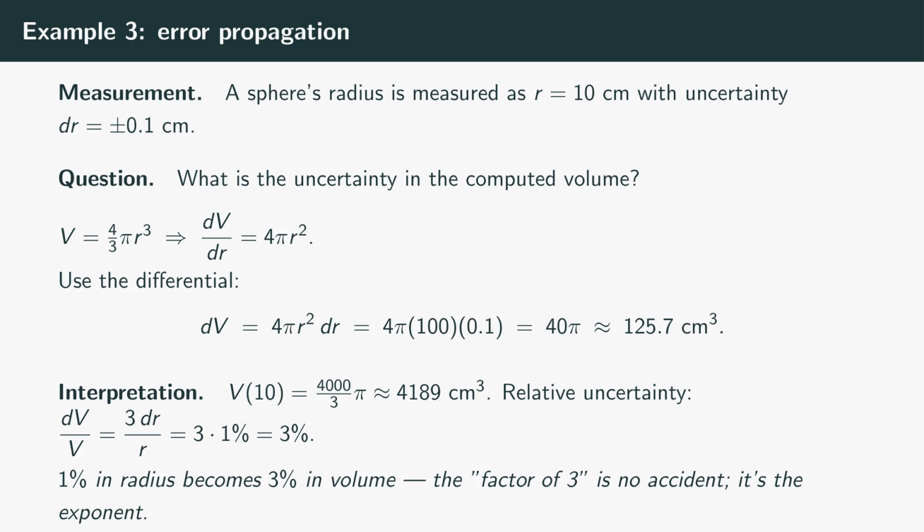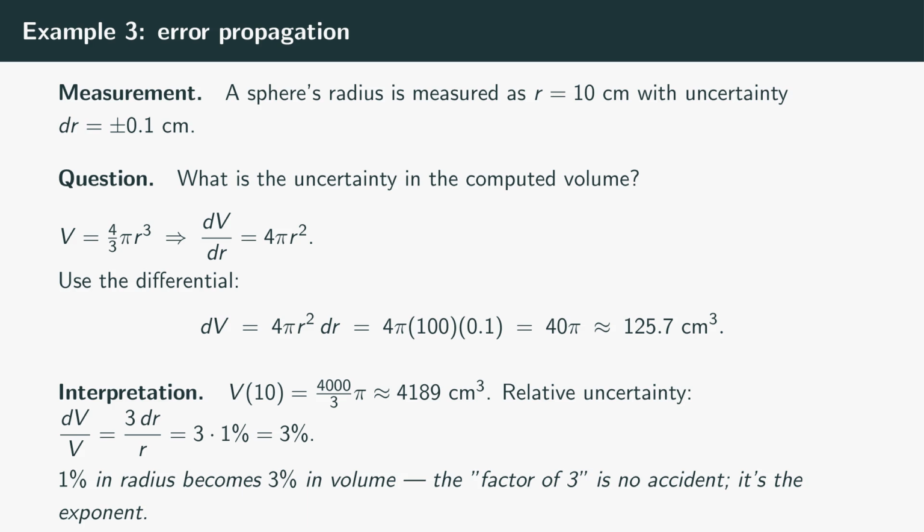Concrete setup. You measure the radius of a sphere. Your instrument reads 10 centimeters, plus or minus a tenth of a centimeter, so r equals 10, and dr is plus minus 0.1. Question, what is the uncertainty in a sphere's volume? Volume of a sphere is 4/3 pi r cubed. Differentiate, the derivative of v with respect to r equals 4 pi r squared, so dv equals 4 pi r squared times dr. Plug in, r equals 10, so r squared is 100. 4 pi times 100 is 400 pi. Times dr, which is 0.1, gives 40 pi cubic centimeters. Numerically, 40 pi is about 125.7 cubic centimeters, so the volume uncertainty is plus or minus about 126 cubic centimeters.